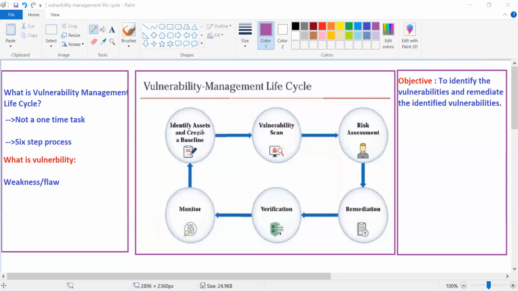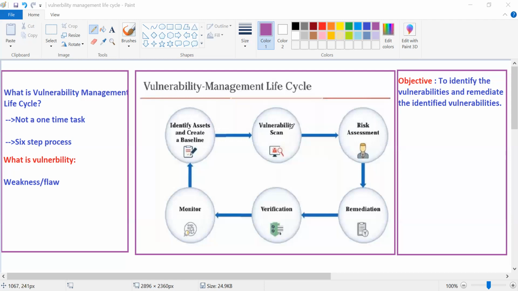The first step is identifying the assets and creating a baseline. In this phase, we will be identifying the assets on which we are going to do the scan. Let's say your organization has some assets, right? We need to identify the assets and give a value to each particular asset, and based on the asset value we'll start doing the vulnerability scan.